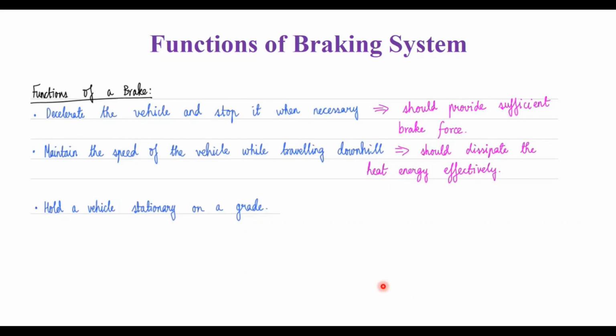And the third important function is that it should hold the vehicle stationary on a gradient. When you're going on a gradient or graded surface, taking it uphill, it should also hold the vehicle stationary. It should not release the vehicle. It should hold the vehicle properly, in such a way that it helps during the gradient condition. So these three functions are very important. First, it should provide sufficient brake force, which helps in decelerating the vehicle and stopping it whenever necessary. Then it should dissipate the heat energy effectively by maintaining the speed of the vehicle when traveling downhill. And it should also hold the vehicle stationary in the case of gradient conditions.